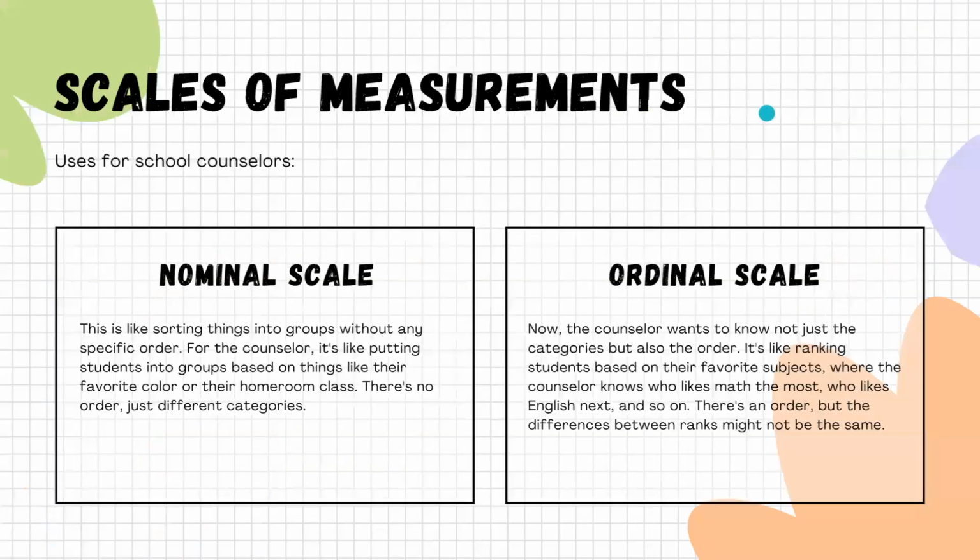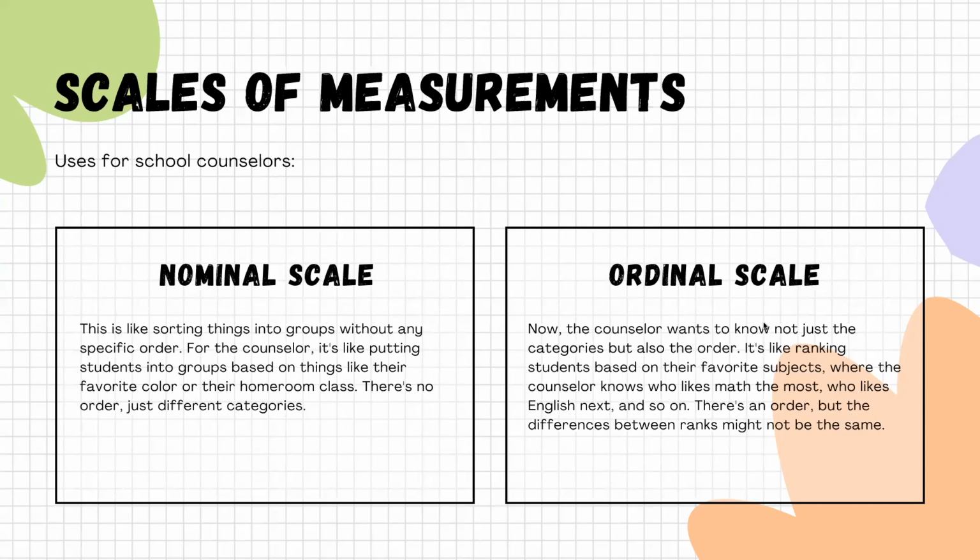Now we'll move on to scales of measurement. These have uses for school counselors. Nominal scales. This is like sorting things into groups without any specific order. For the counselor, it's like putting students into groups based on things like their favorite color or their homeroom class. There's no order, just different categories.